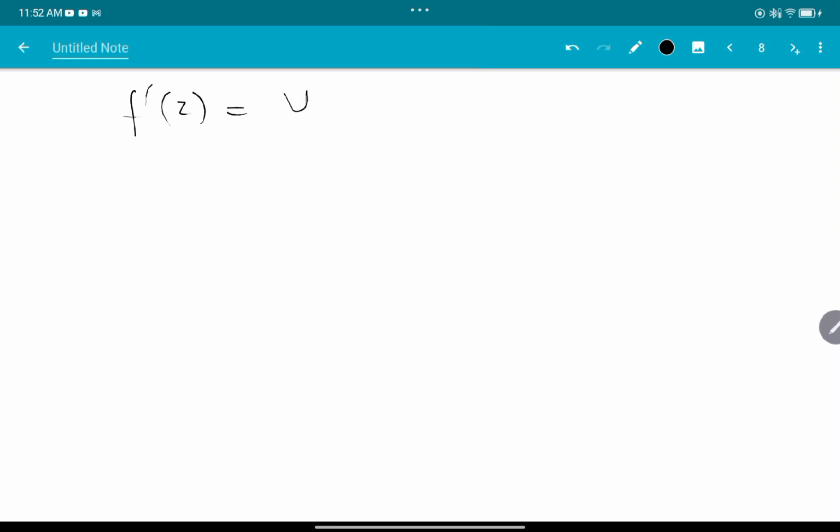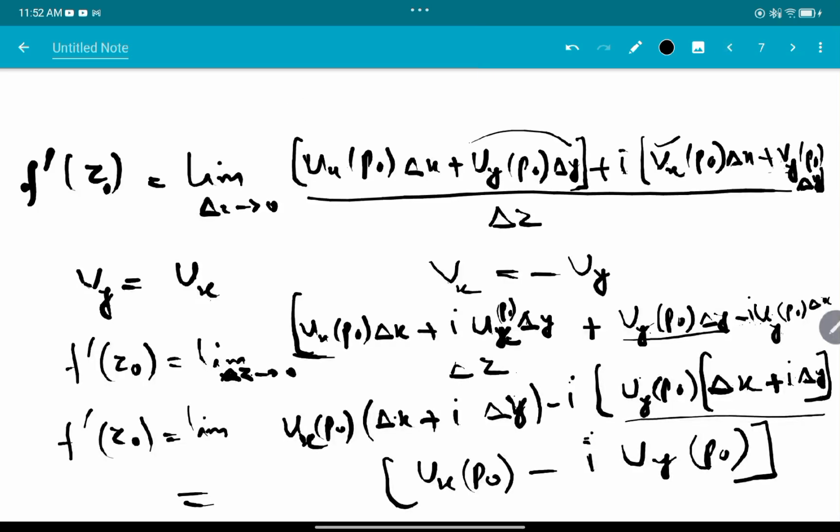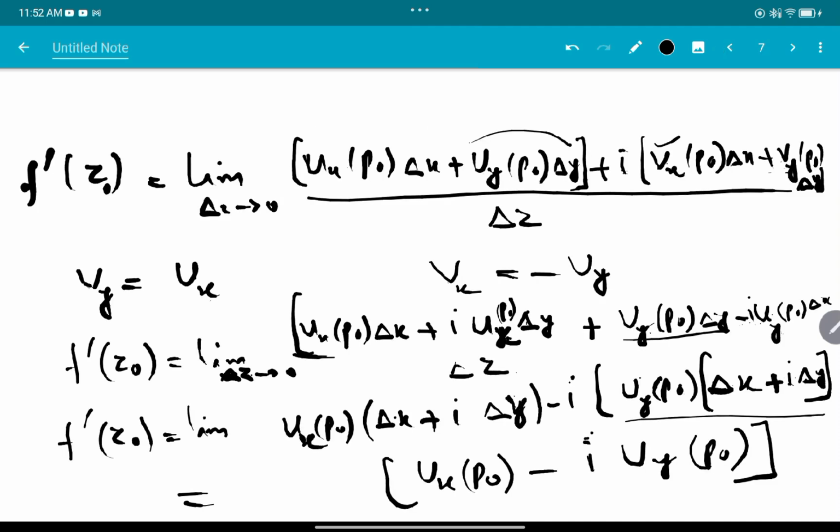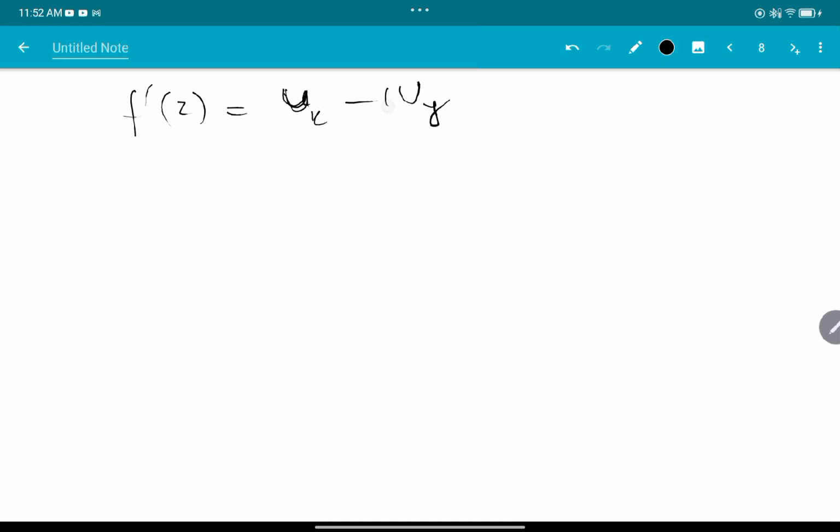f dash z is equal to ux, let us go back, ux at z0, and then minus i uy. ux minus i uy. This is the expression for the derivative of a complex function. But the most important thing is that we arrived at this derivative only if we consider ux and uy as continuous. If they are not continuous, then you cannot arrive at this.